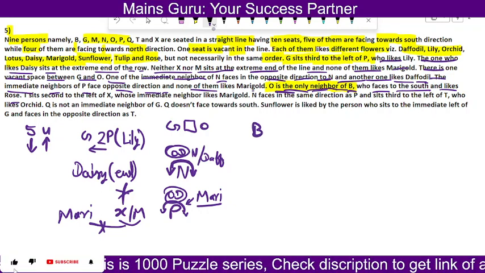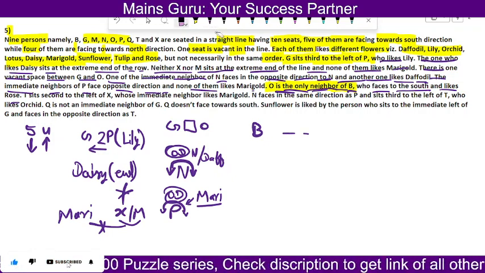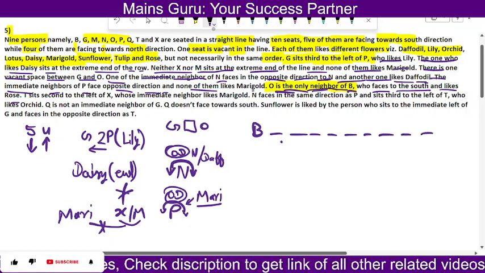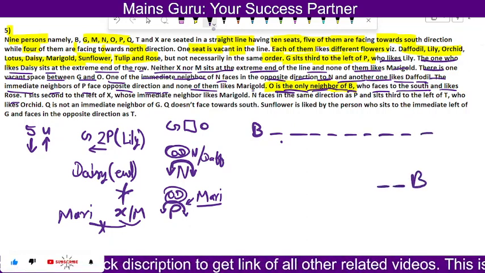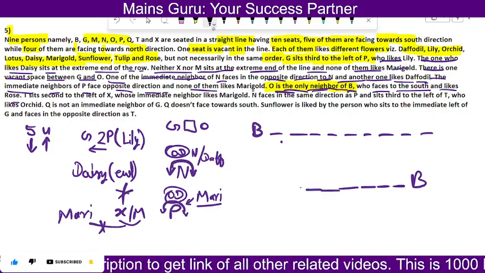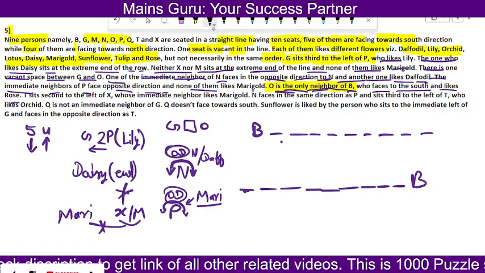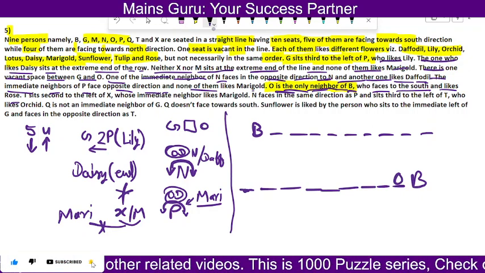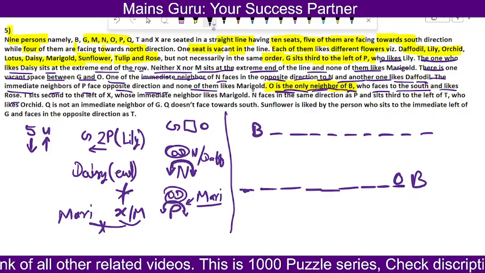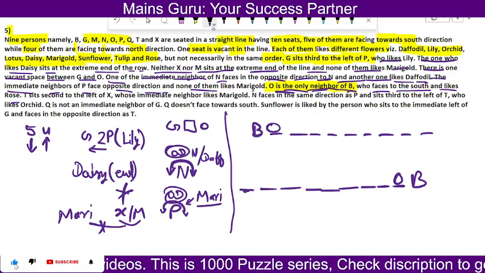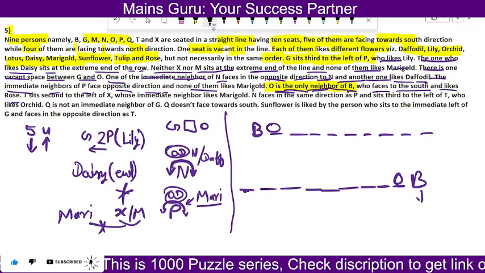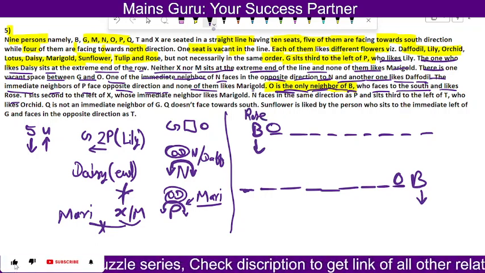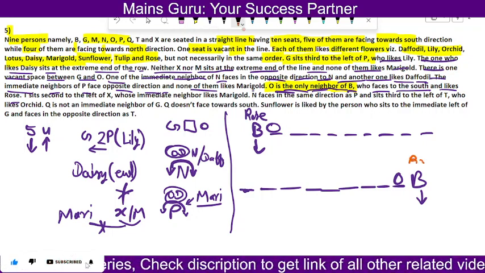So we can make this condition now. B 1 2 3 4 5 6 7 8 9, and this side B 1 2 3 4 5 6 7 8 9. Now if we count all, these make total 10. So O will be here. O is the only immediate neighbor of B. B faces south direction and likes rose.